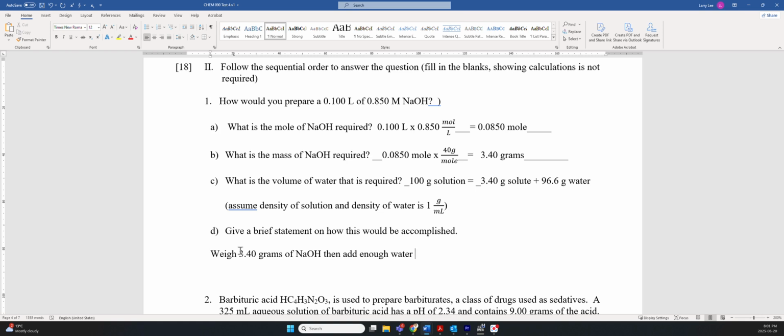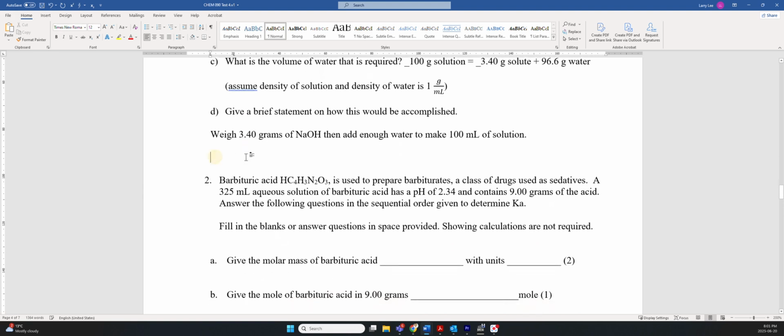This is the 96.6 mL of water, or 96.6 grams. And you could say add enough water to make 100 milliliters of solution. Remember, the mass of a solid occupies a volume, and the volume is going to be given by the 3.4 grams of sodium hydroxide.